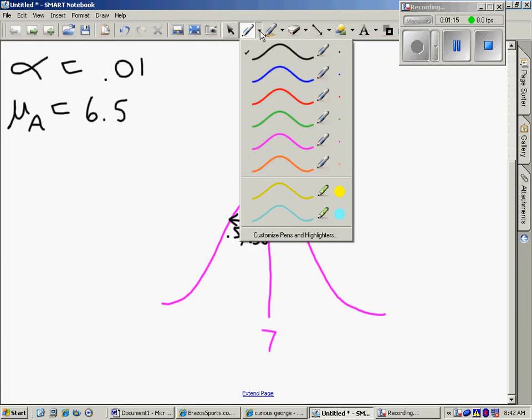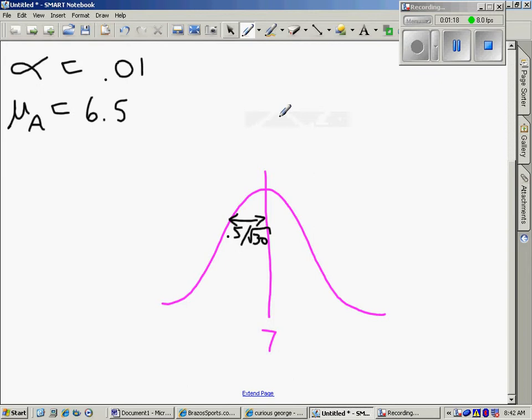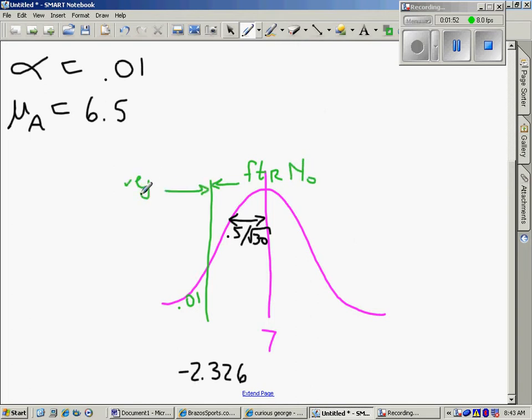And then they drew a fence. The fence goes on the left. Why? Because it's a less than problem. This area right here needs to be 0.01. You look up on your pink chart or your inverse norm and you get that that's negative 2.326. Yeah? That's the critical region in terms of Z. That's the rejection region. If I get something less than or equal to that, I'm going to reject. So I should probably put that up here as well. Over here, I'm going to fail to reject H0. And over here, I'm going to reject H0.